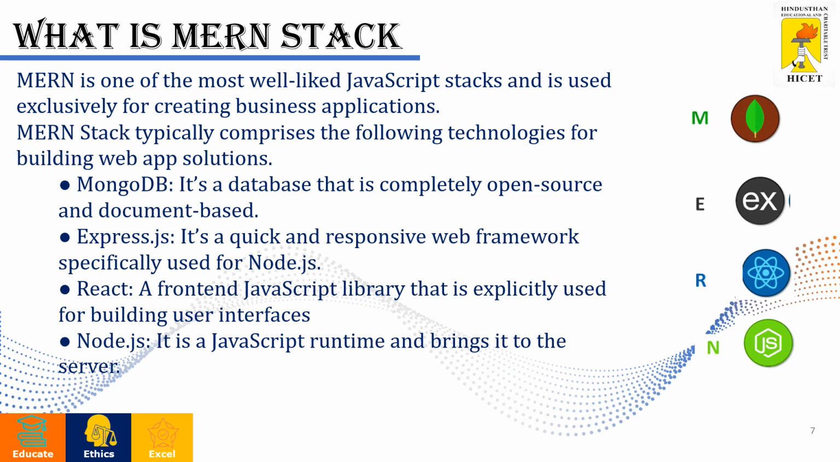Next one is the MERN stack. MERN, M stands for MongoDB, E stands for Express.js, R stands for React.js, N stands for Node.js. And this is the newest of all the frameworks, and it was actually created in 2015 by a group of developers who were not satisfied with the MEAN stack.